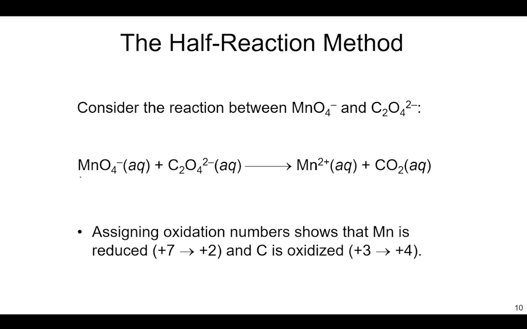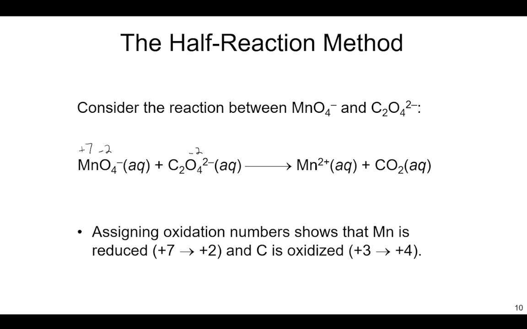Let's consider the reaction here between MnO4- and C2O4 2-, making Mn2+ and CO2. As extra practice here, we can go through and just assign oxidation numbers, -2 for oxygen, so -8 overall. So manganese has to be +7 for the -8 and +7 to add up to -1, the charge on the overall molecule.